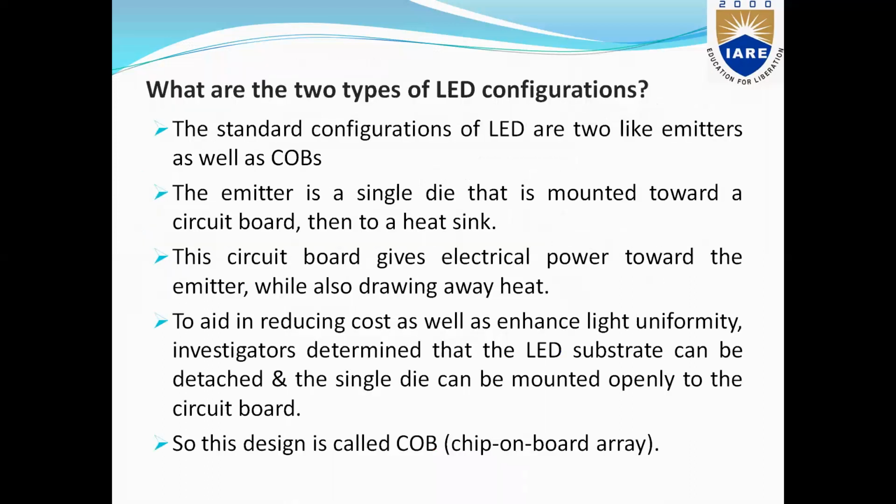Now, what are the two types of LED configurations? The standard configurations of LEDs are emitters as well as COBs. The emitter is a single die that is mounted onto a circuit board, then to a heat sink. The circuit board gives electrical power to the emitter while also drawing away heat. The other design is called COB, that is chip on board array.